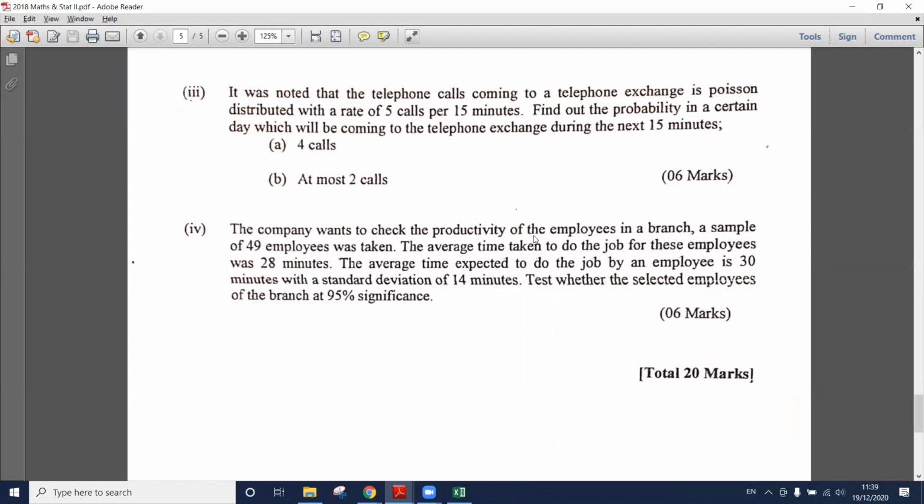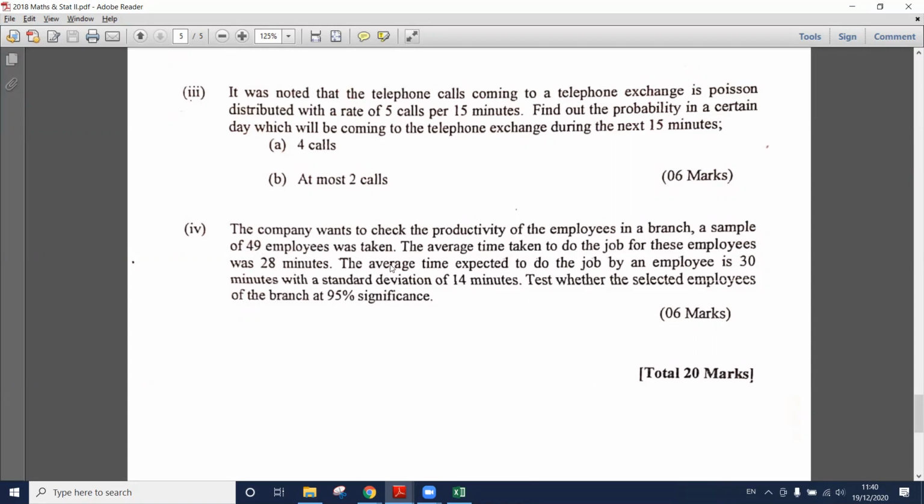to check the productivity of the employees in a branch. Right, a sample of 49 employees was taken. The average time taken to do the job for these employees was 28 minutes. We are testing the productivity of employees, so we take a sample of 49 employees, and they take around 28 minutes to complete a task.